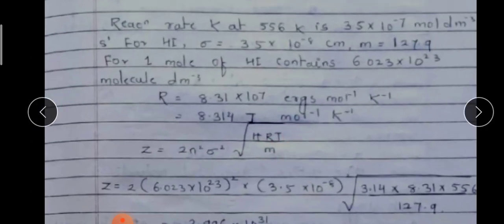Here an example is given. Consider the bimolecular reaction of the dissociation of hydrogen iodide. When HI dissociates, it gives you H2 plus I2. The reaction rate constant k at 556 Kelvin is 3.5 into 10 raised to minus 7 mole per dm cube per second. For HI, sigma is given, and with the given values you can calculate the collision frequency Z.